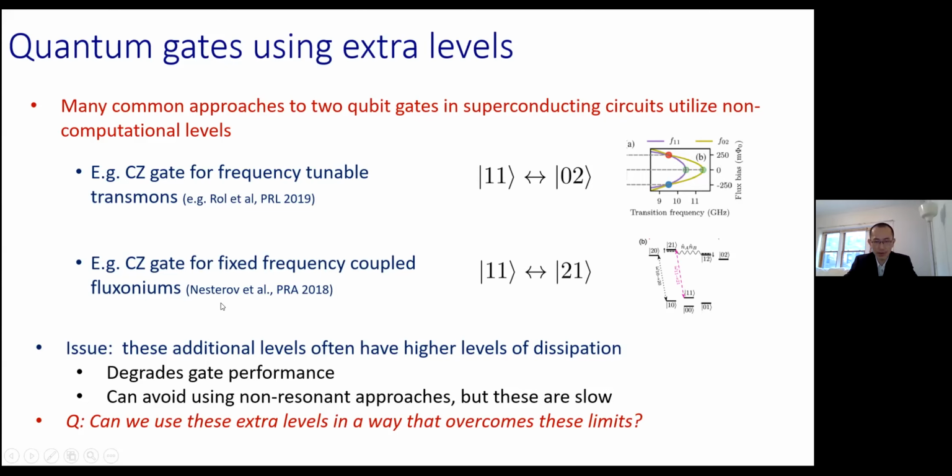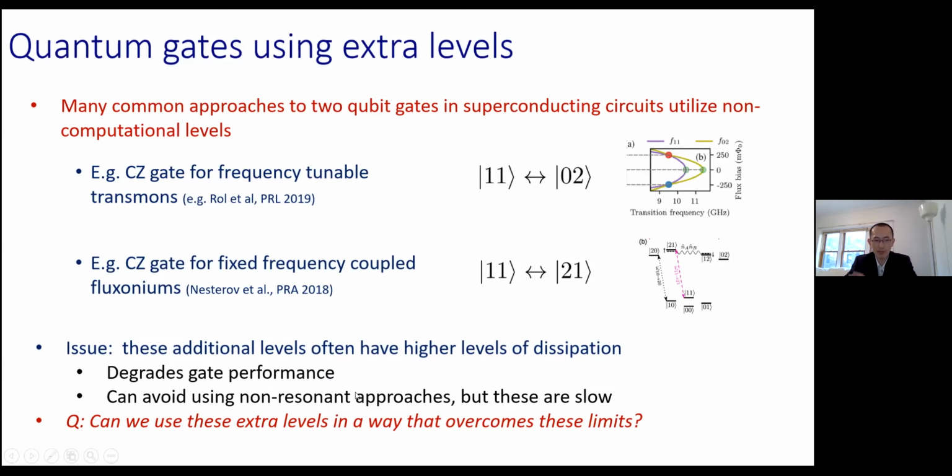However, normally, if you use this kind of non-computational states, there's a drawback. It is because these non-computational states are high in energy, so normally there is a high level of dissipation compared to the qubit level, which can degrade your gate performance. So the question here is, can we use it in another way such that we can avoid these common drawbacks?